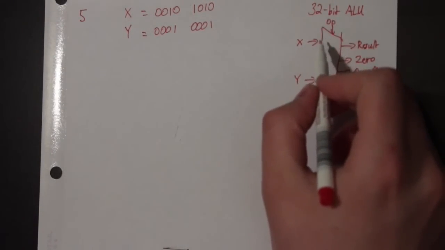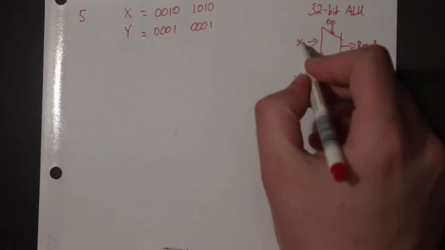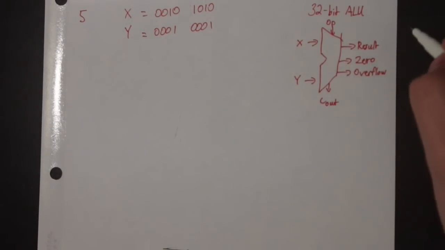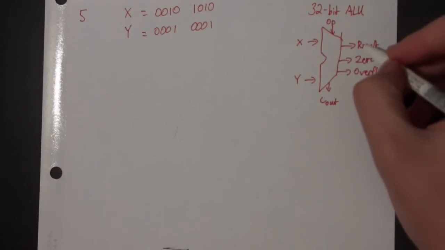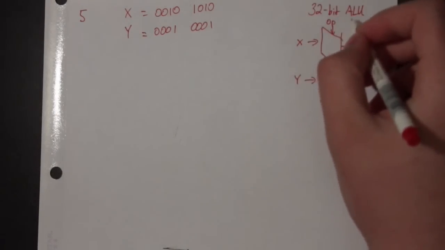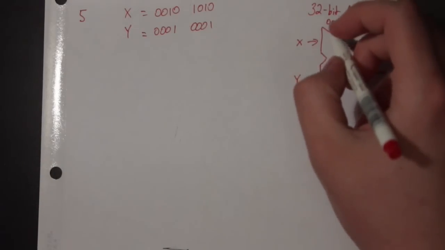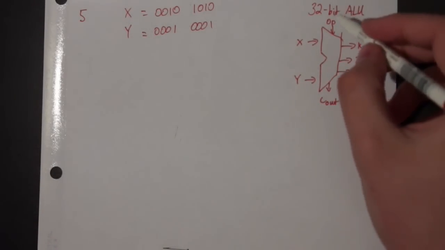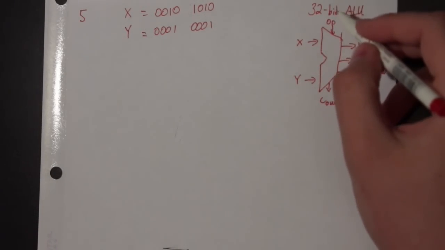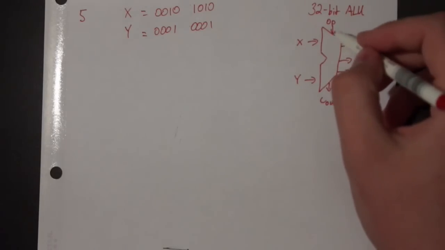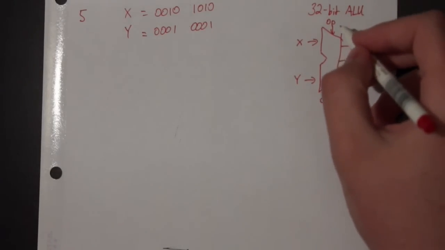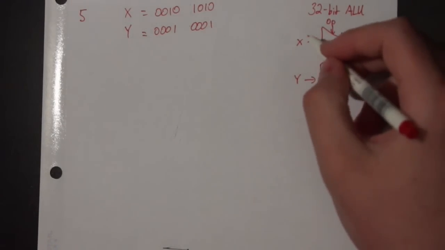Now for the 32-bit ALU, x is going to be 32 bits, y is going to be 32 bits, and result is going to be 32 bits. Operation, for the purpose of this class, just assume that it's a variable number of bits, probably no more than 4 or 5 for any real ALU. It just tells the ALU what we're going to do with these two numbers.